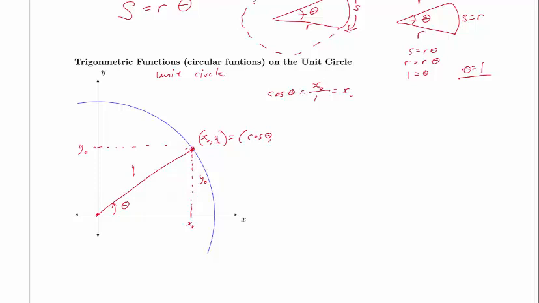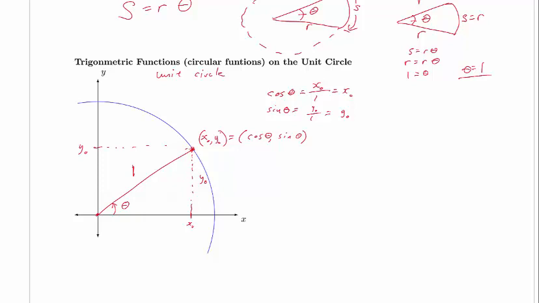What about sine theta? Well, sine theta is the opposite over the hypotenuse. That would be y naught divided by 1, which is just y naught. So that tells us that sine theta is the same as the y coordinate on the unit circle. Alright, so that's cosine and sine.